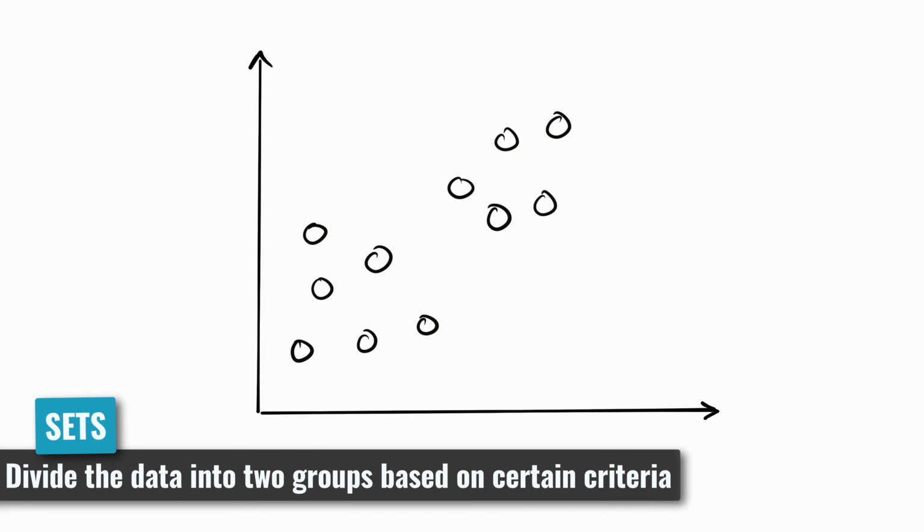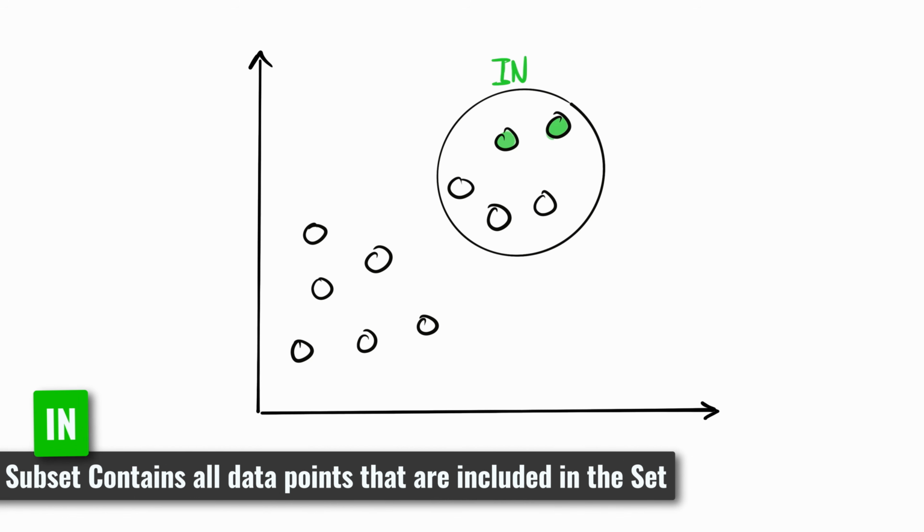Alright, so now let's say that we have the following data points in our visualization. We can use sets to group up those data points. So sets can divide your data based on specific criteria or selection into 2 groups of data. The first group, we call it the in group. In this group, you're going to find all the data points that are included in the subset of data. These data points are the members of the set.